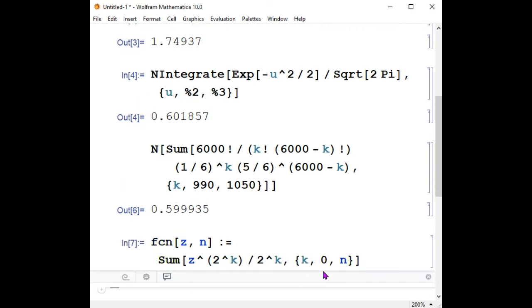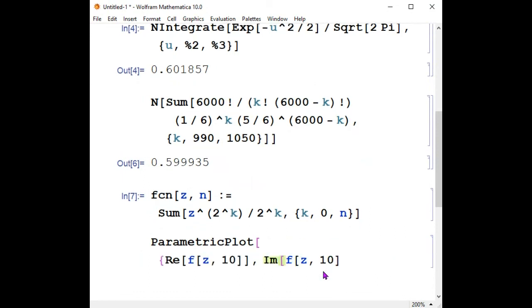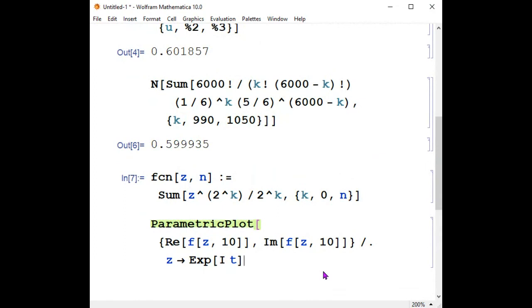All right, and I'm going to do a parametric plot, the real part of f of z, and let's make n 10. And then its imaginary part. And we're going to make z e to the i t.